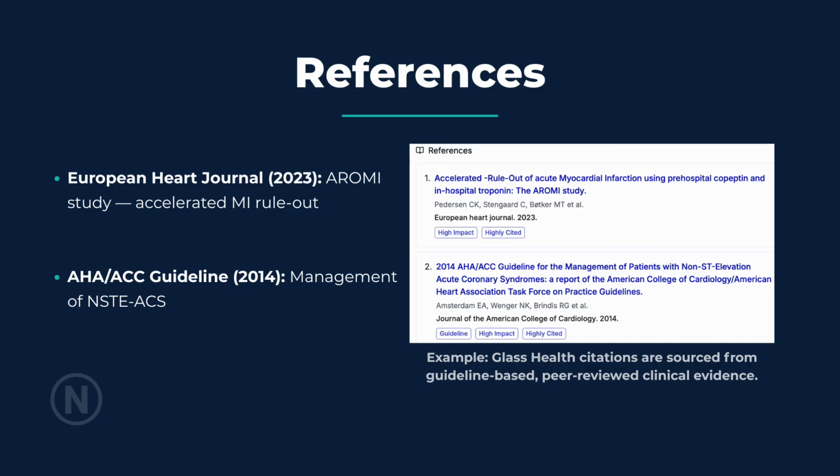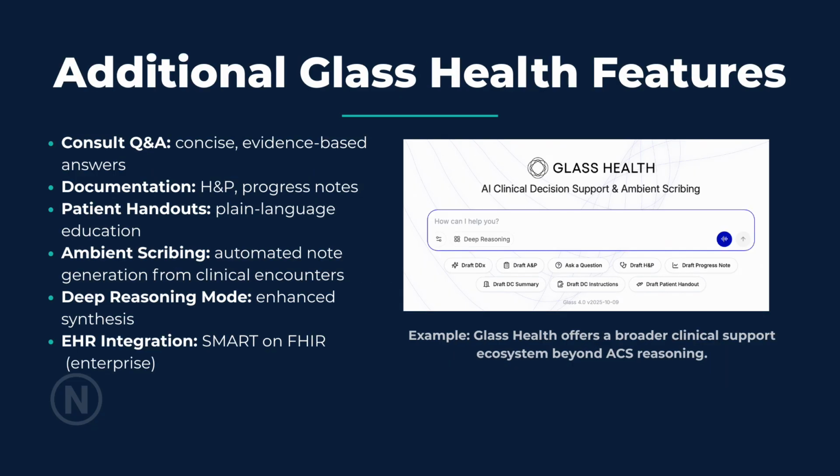Users can click on each reference to access the source and read the full text for deeper study. This level of transparency helps avoid issues seen with large language models, such as hallucinated references, and allows clinicians to verify the evidence themselves. Glass Health also includes a broader support ecosystem. It offers consult-style question and answer support, automated drafts of the history and physical and progress notes, and patient handouts, along with a deep reasoning mode that explains its step-by-step thinking. For enterprise users, it adds ambient scribing and seamless electronic health record integration to support a smoother clinical workflow.